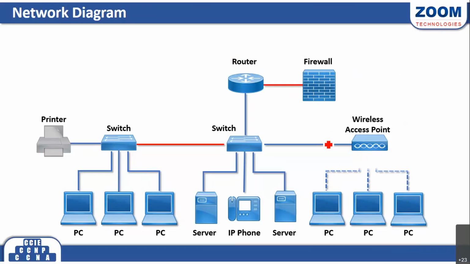So this is the basic functioning of each and every device, guys: switches, routers, firewalls, and access points. This is one complete small network diagram. Is it clear for everyone?